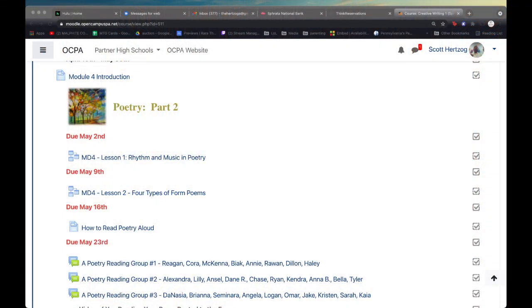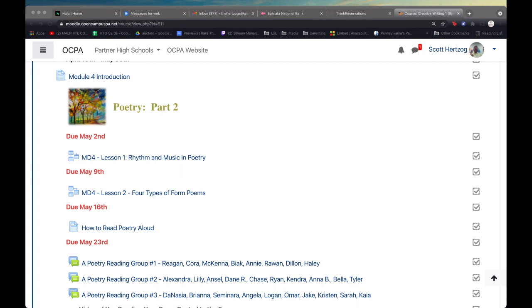By now, you should have finished Lesson 1, The Rhythm and Music of Poetry, and we are now into our first, and really our last, of the poetry lessons, where you're learning about four types of form poems. The reality is, if all we do is look at free verse poetry, we're doing poetry a disservice, because it's built upon form and action.